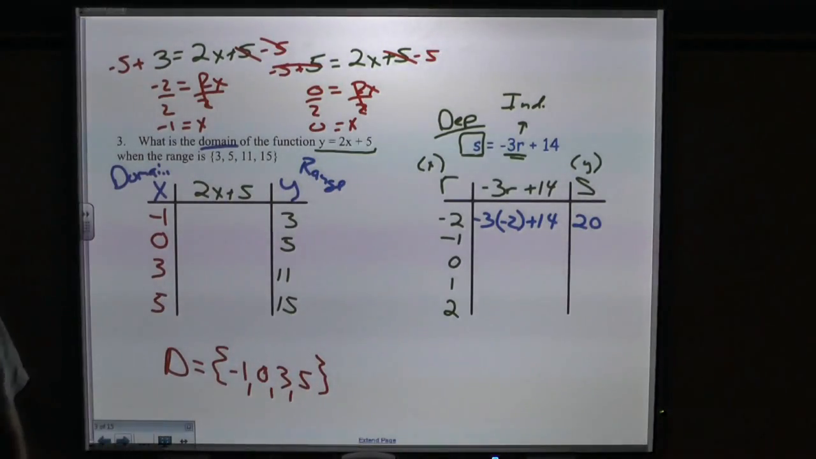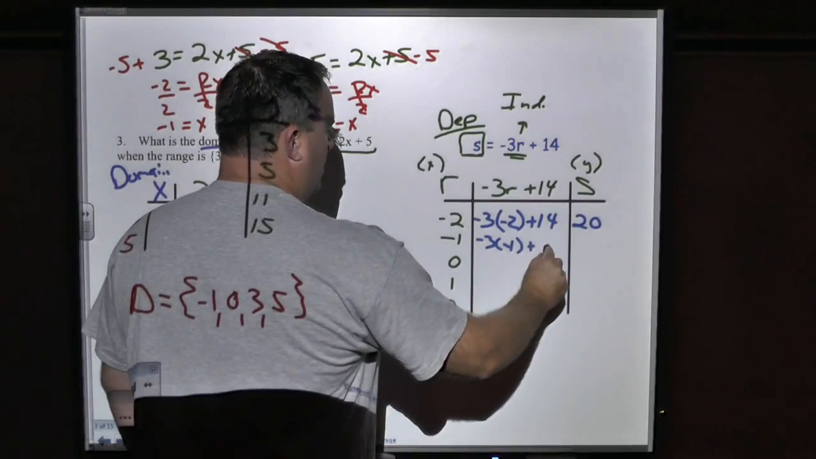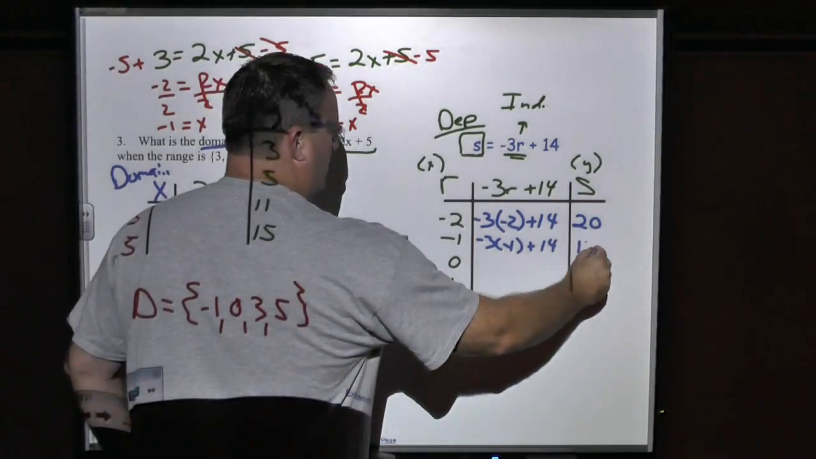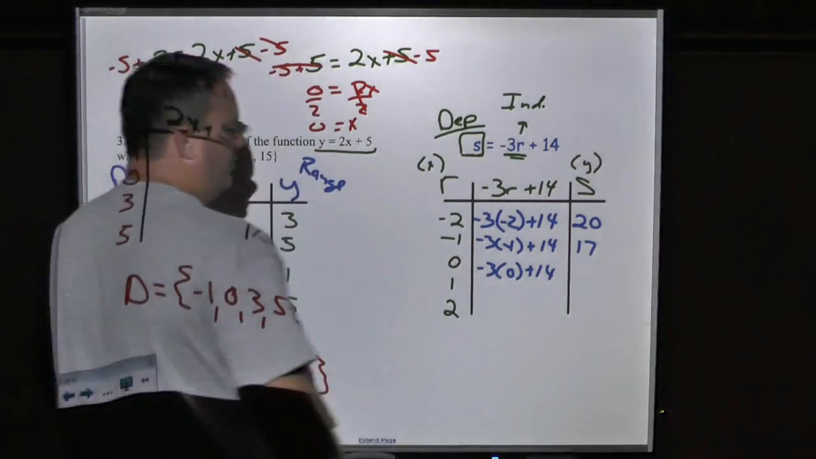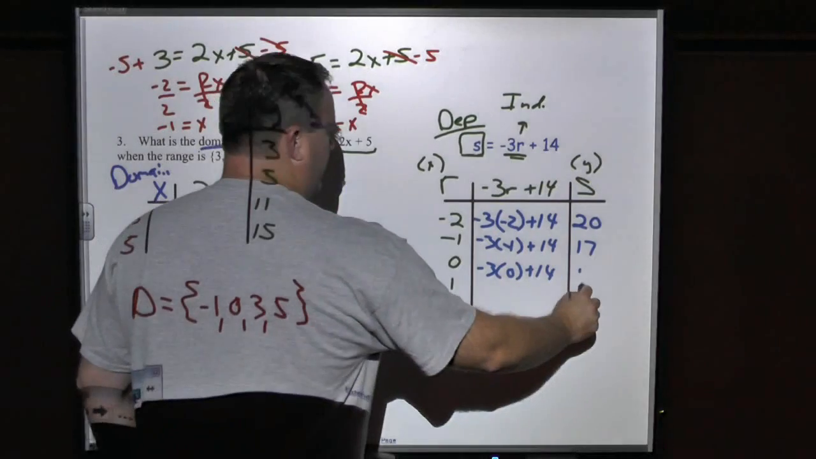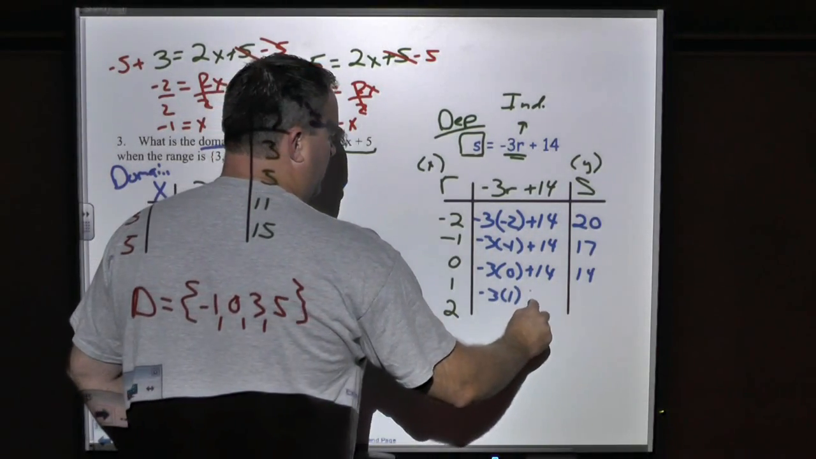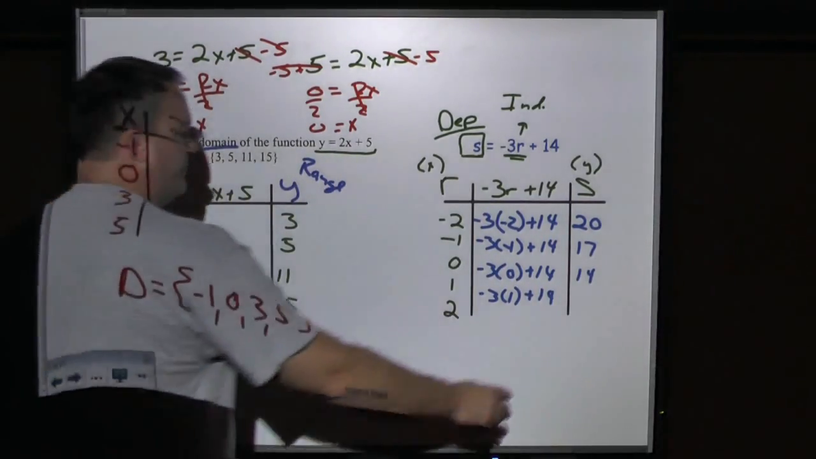For the next one, negative 1. Negative 3 times negative 1, well, that is 3. 3 plus 14 is 17. Plug in 0. Negative 3 times 0 is 0. Plus 14 is 14. Negative 3 times 1, well, that's negative 3. Negative 3 plus 14 is 11.